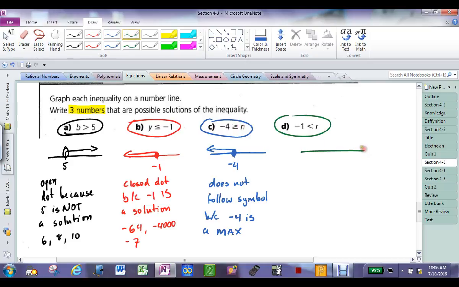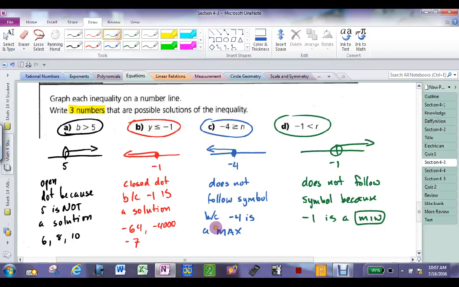And finally, in green, what's the only number that matters? -1. Is it included? No. Which way does the arrow go? Right. Why? Because the number is first. It does not follow the symbol, because -1 is a minimum. Because -1 has to be less than all the numbers you're allowed.